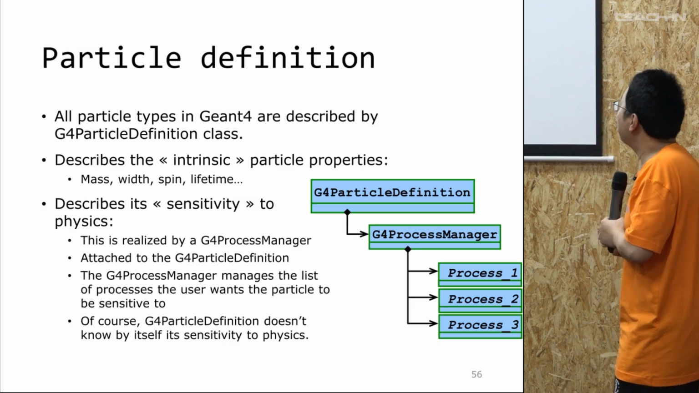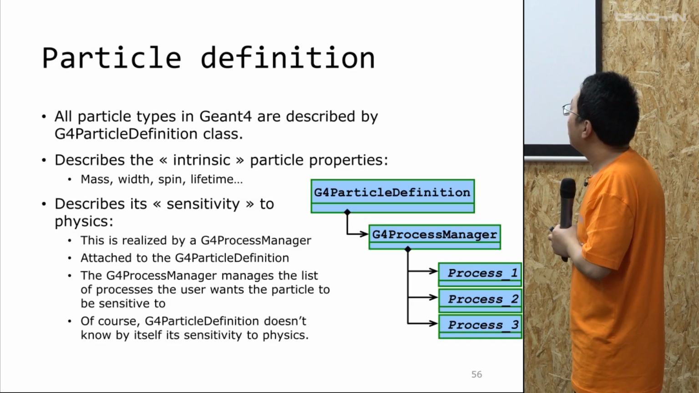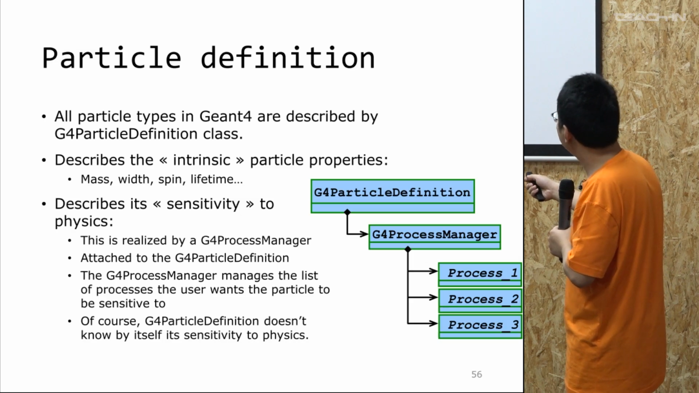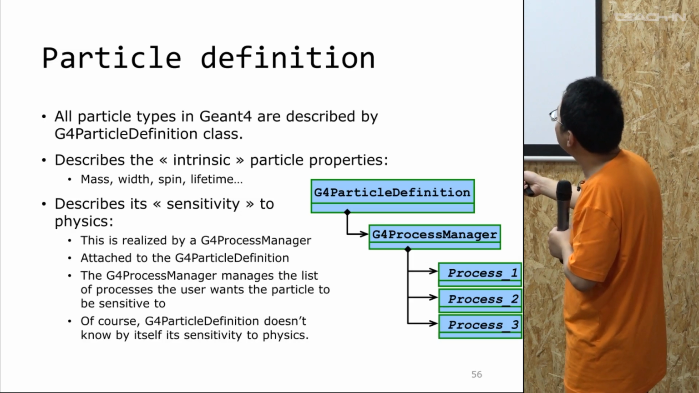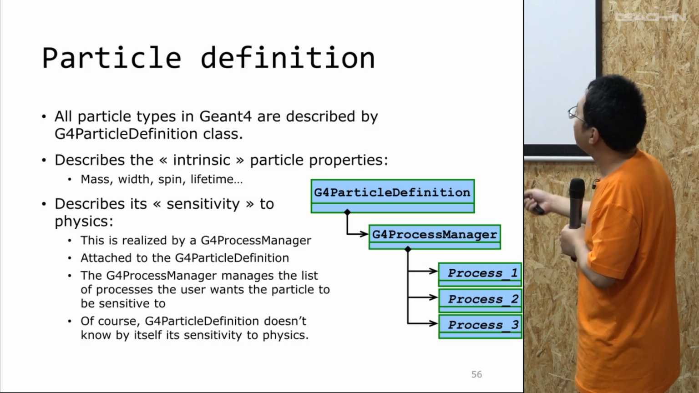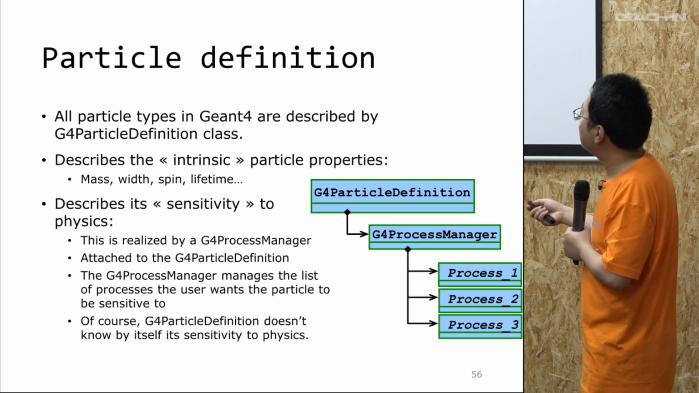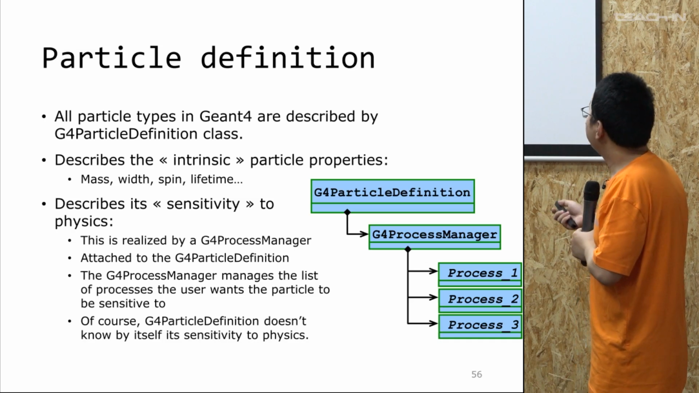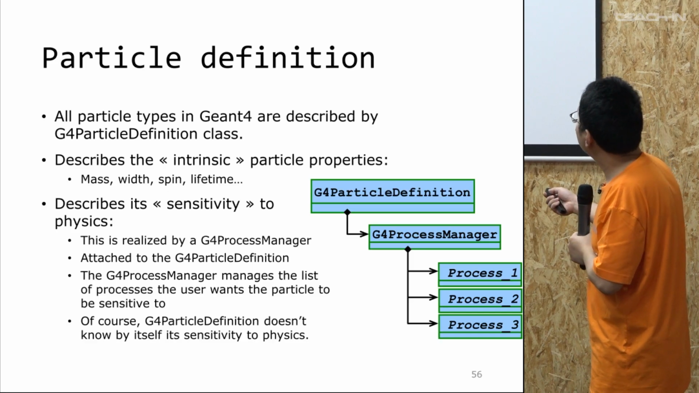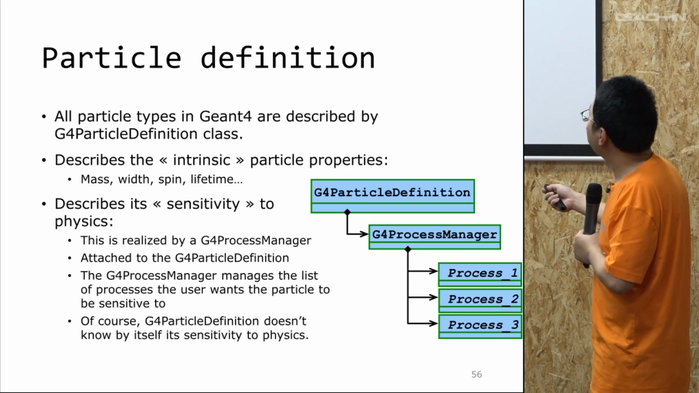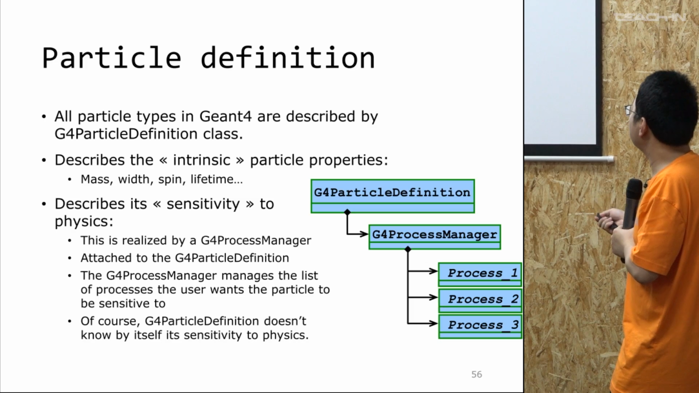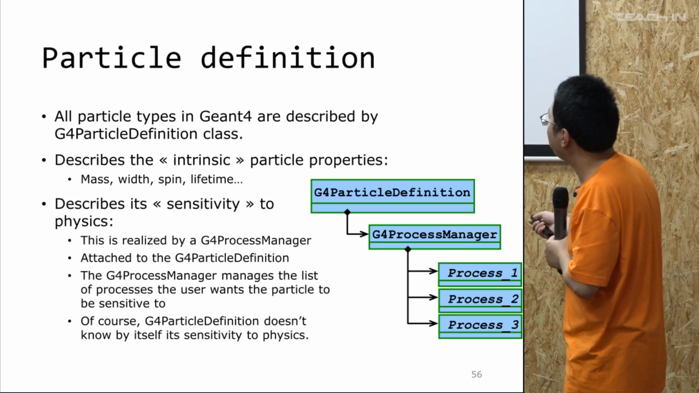Then let me move to the particle definition. In Geant4, the structure is like this. First we have some static properties, called intrinsic properties, like the mass, the width, the spin, and the lifetime. And in addition to this, we also have the related physics. It is managed by the so-called process manager. That means for each particle you have one process manager, and for one process manager you can have multiple processes defined here.